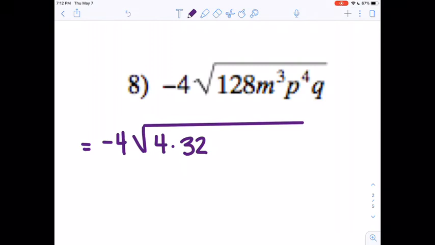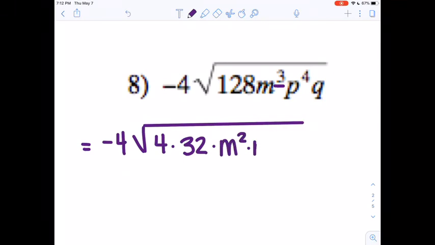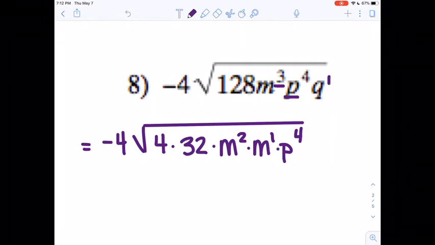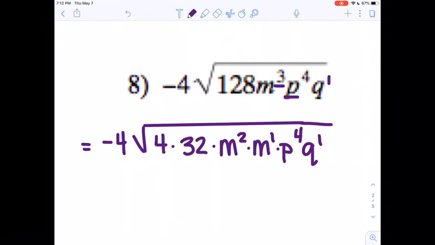Okay, and then I'm going to look at my variables. Well, this is odd, so I have to change that into an even exponent and an odd exponent. So m squared times m to the 1st, p to the 4th is already even, so I don't need to touch that, and q to the 1st, you can't split that up, so that's just going to stay as is. I know it's odd, but you can't get smaller than q to the 1st, right? So you just kind of have to leave it.